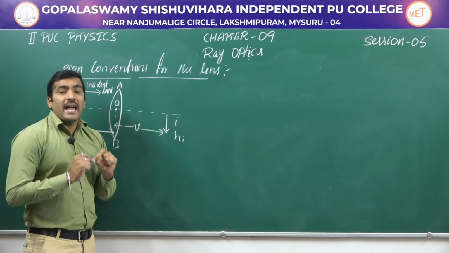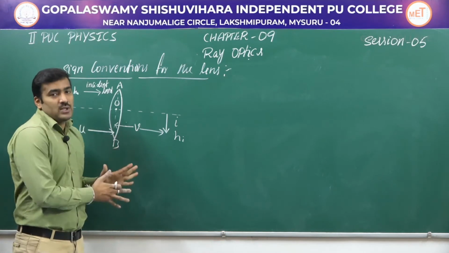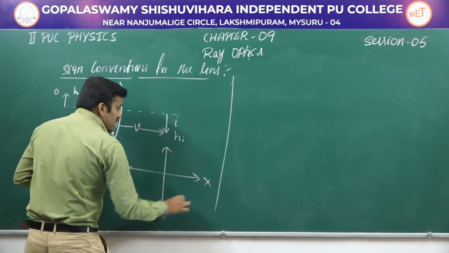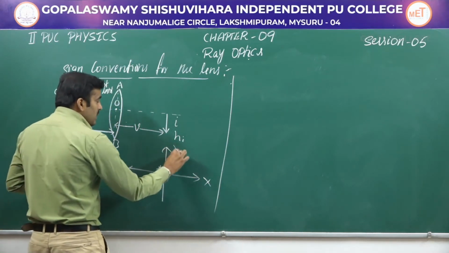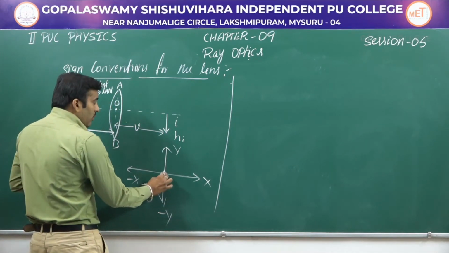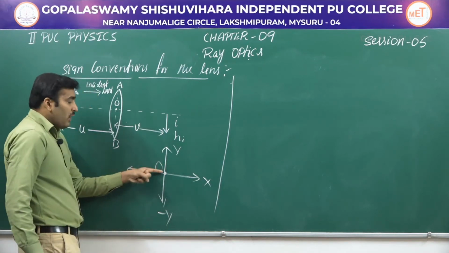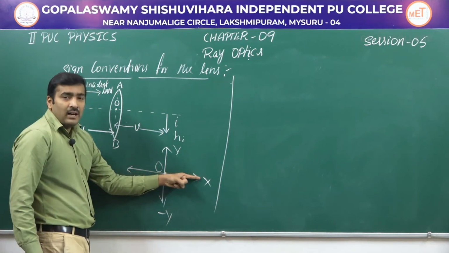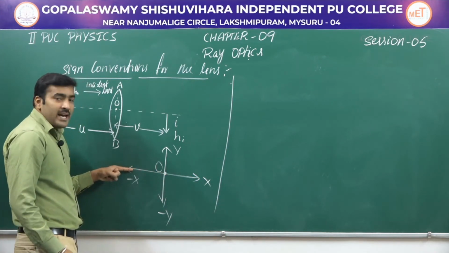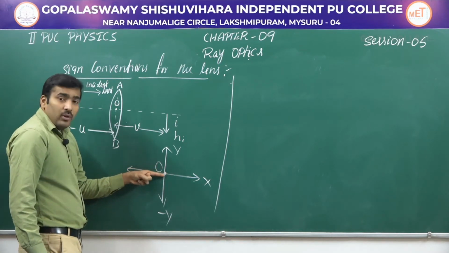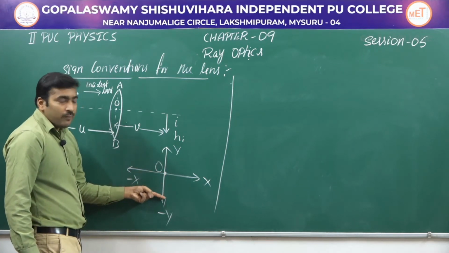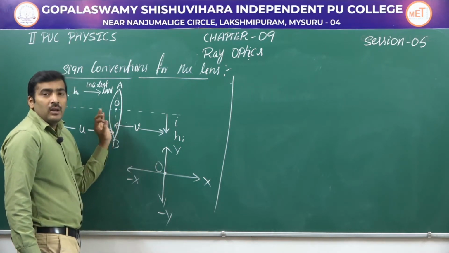Now how do we take the sign conventions while measuring these lengths? Imagine a Cartesian coordinate system with a positive x-axis and a negative x-axis, a positive y-axis and a negative y-axis, and the intersection of the coordinates is called the origin. From the origin towards the right side, the distances are considered positive, and towards the left side, the distances are considered negative. In the same way, from the origin, the distances above are positive and below are negative. We follow the same conventions in lenses also.